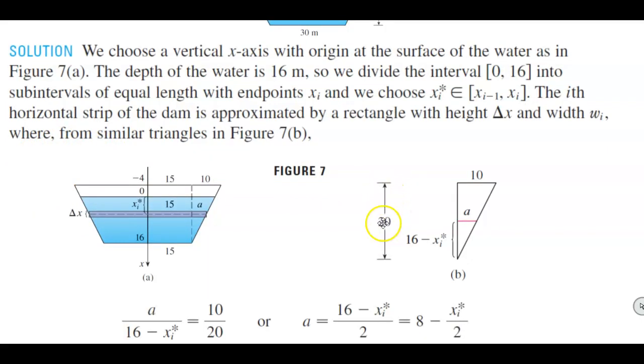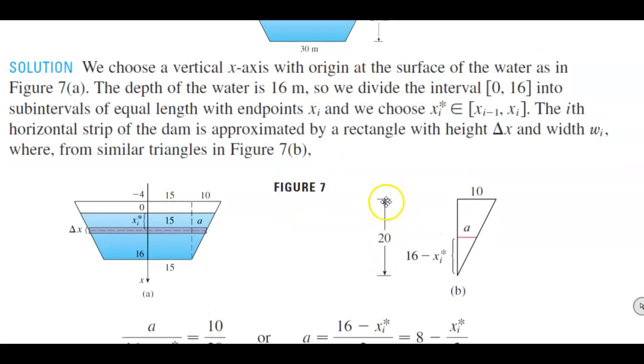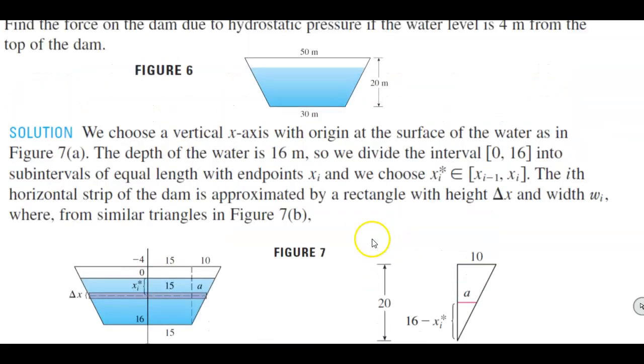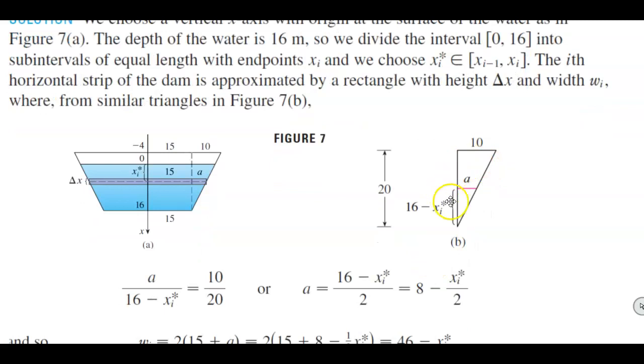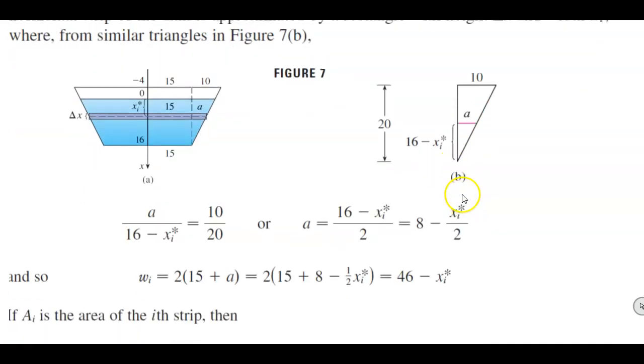So here we have our depth, which is 20 meters, which is our height. And we see that here we have our triangle. And up here we have 10. Then we create this smaller triangle with a value of a, and this represents 16 minus x subscript i. By using similar triangles, we create this proportion and then cross multiply.